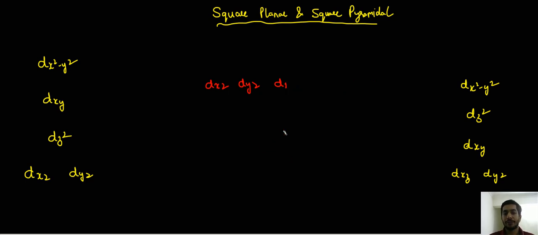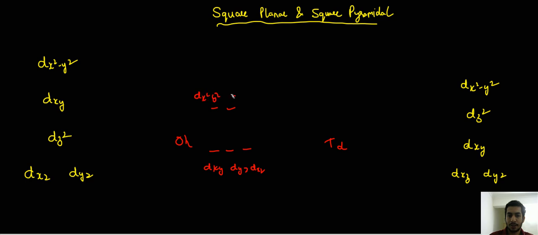Now let's look into the different geometries that we have and how the orbitals will split in them. I'm not going to talk about octahedral and tetrahedral in detail. I'm sure many of you know about it, but quickly, this is your octahedral and this is your tetrahedral. The octahedral will have dxy, dyz, and dxz, right? And then on top we have dx²-y² and dz². This is for octahedral.